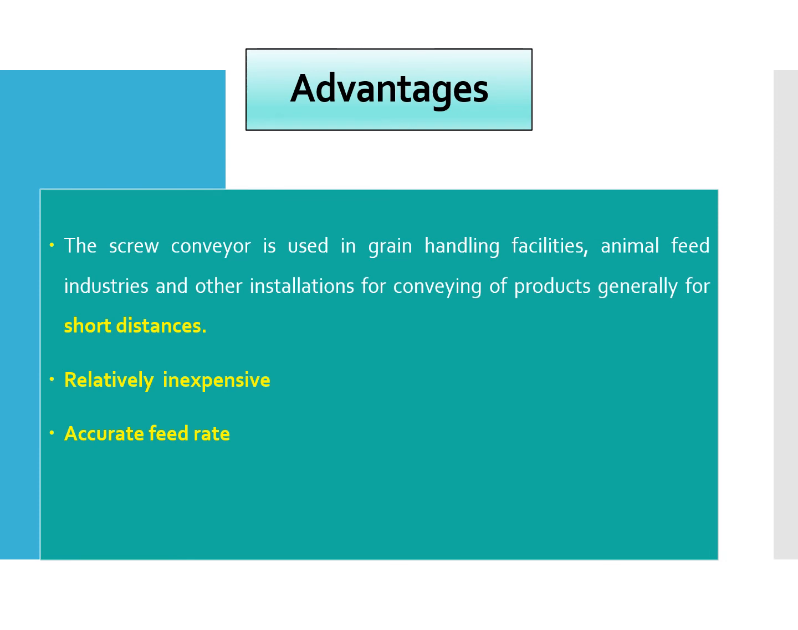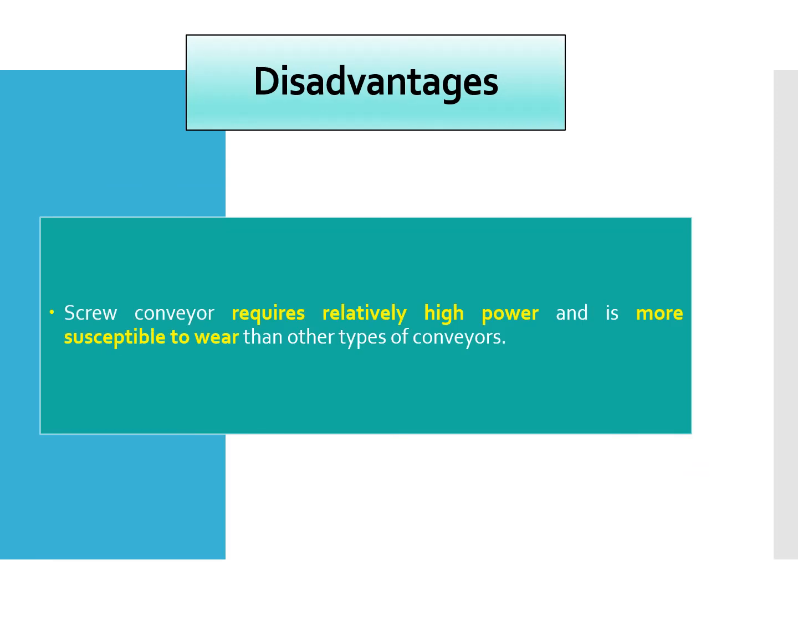Advantages of screw conveyor. The screw conveyor is used in grain handling facilities, animal feed industries, and other installations for conveying of products, generally for short distances. It is relatively inexpensive and it has an accurate feed rate. There are also some disadvantages of screw conveyor. These disadvantages are: a screw conveyor requires relatively high power and is more susceptible to wear than other types of conveyors.